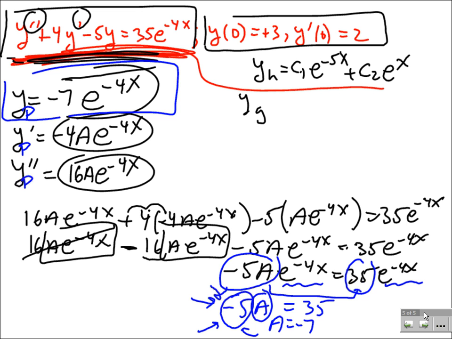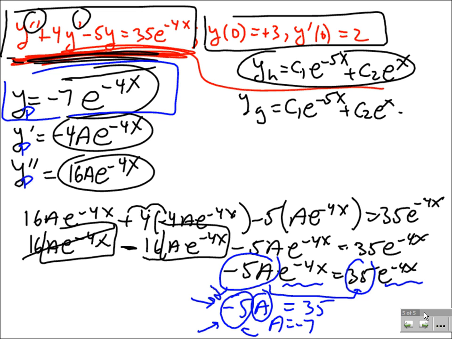So y general is going to be y homogeneous, which is right above what I'm writing. That's y homogeneous plus the particular one, which happens to be negative 7e to the negative 4x.